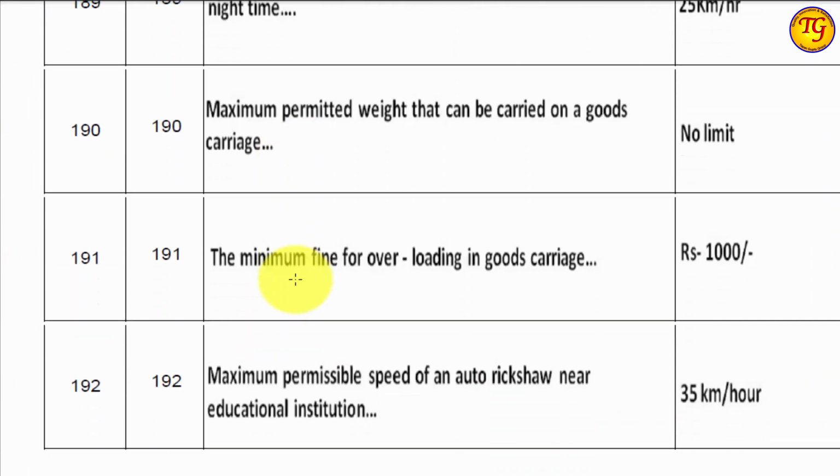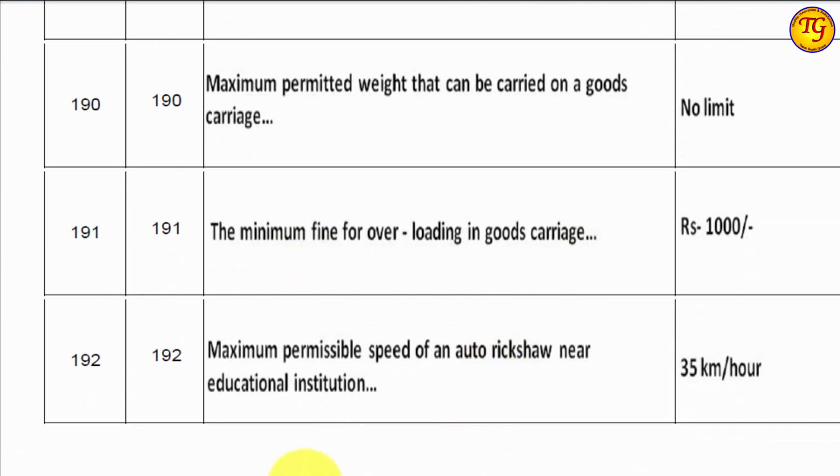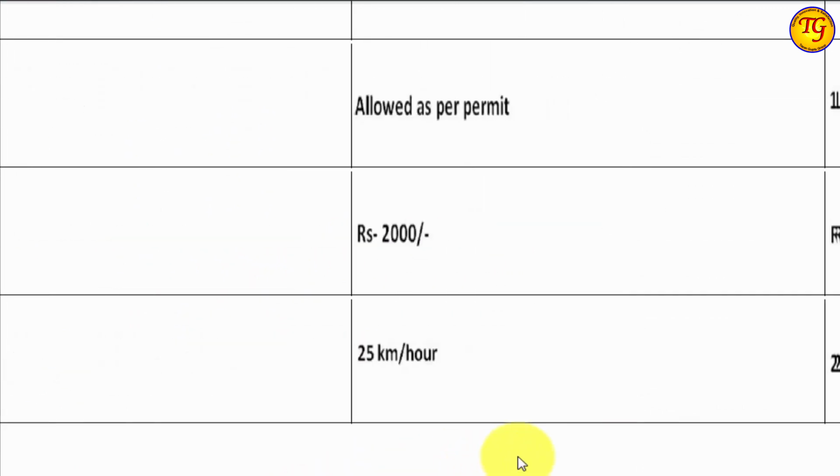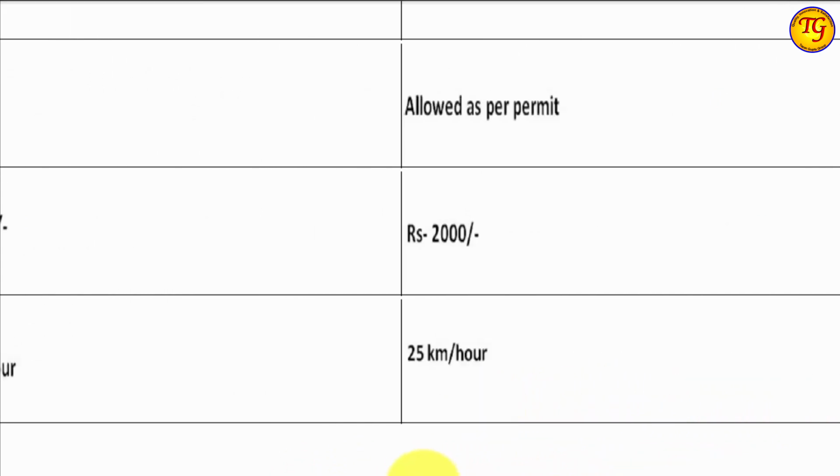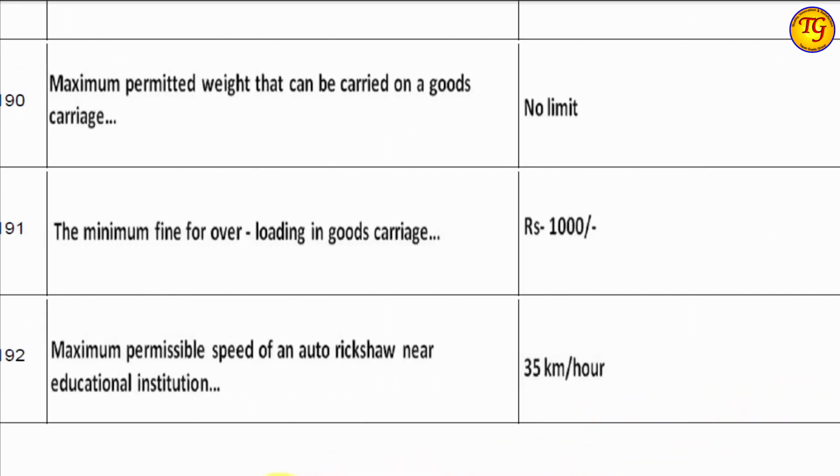Question number 191 says the minimum fine for overloading in goods carriages is rupees 1000, rupees 2000, or rupees 3000. So the second one is the correct option. 2000 is the minimum fine for overloading in goods carriages.